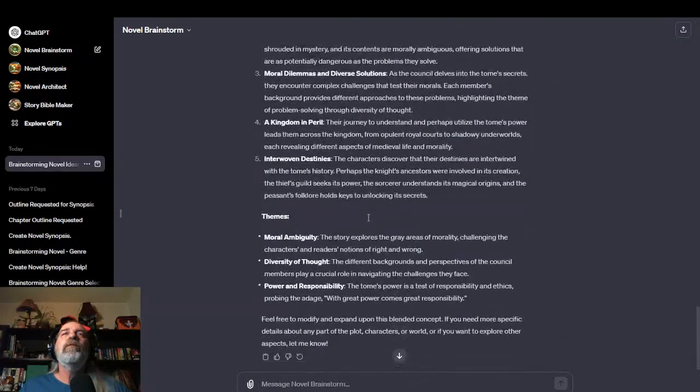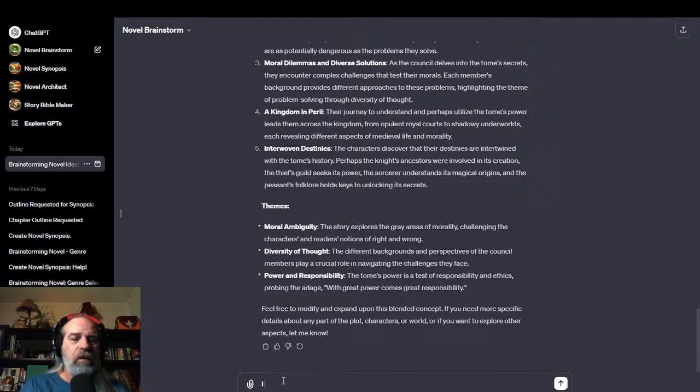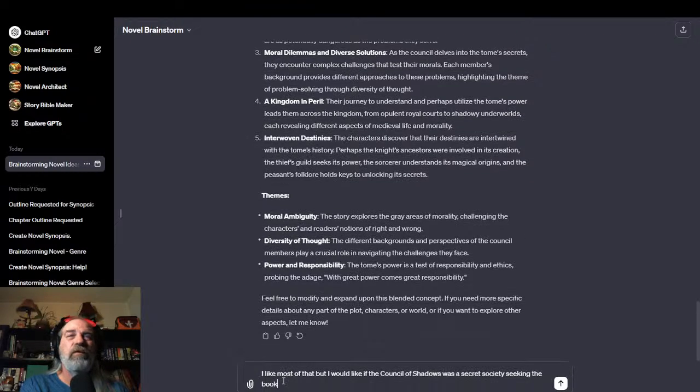Alright, so I'm going to say I like most of that, but I would like if the Council of Shadows was a secret society seeking the book to gain ultimate power and control.